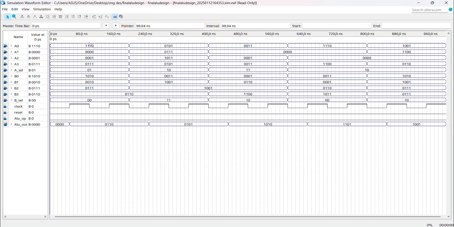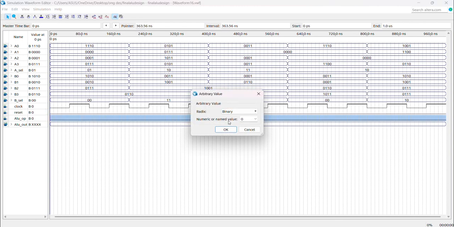Now we can see from the timing diagram that the A select is 0, 1, which means it will select the A1 input 0, 0, 0, 0, and the B select is 0, 0, which means it will select the B0 input 1, 0, 1, 0. And then the ALU operation is 0, which means it's a subtract operation. You can see that it outputs correctly.